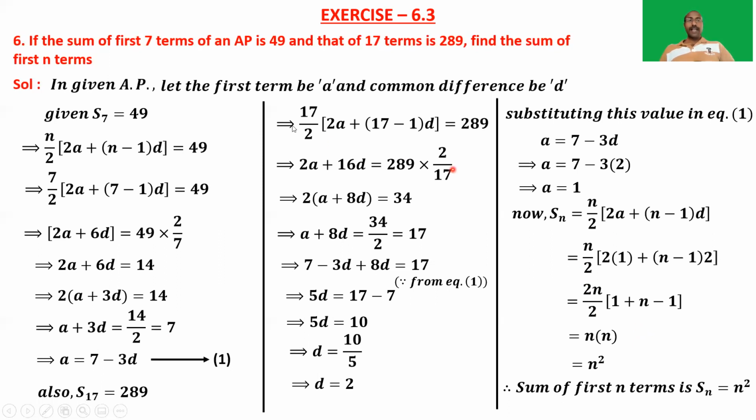Okay. And students, in this problem, we can easily observe that the sum of first 7 terms is 49, which is equal to 7 square.